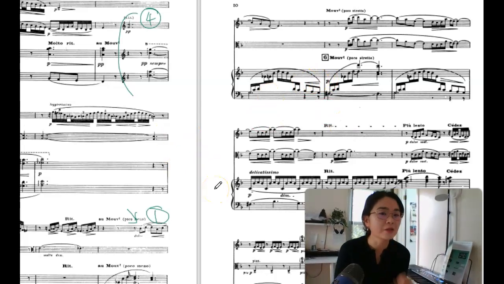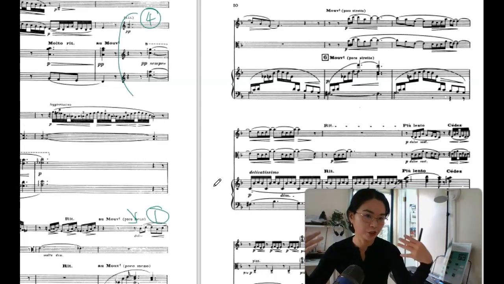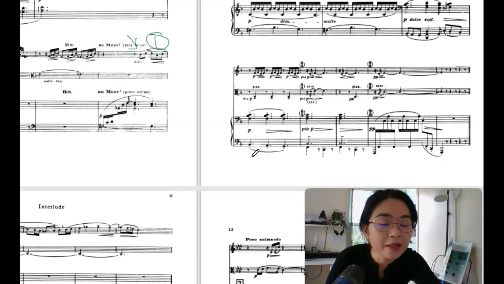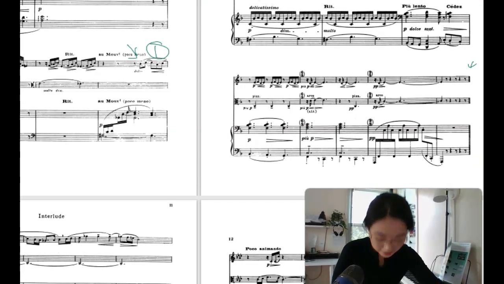But unlike the classical sonata form, he didn't modulate any of these themes. They just return all as they are. Now, sometimes it's slightly changed, but not transposed. They are just in the same key area. Okay, and then this is the end of the piece.